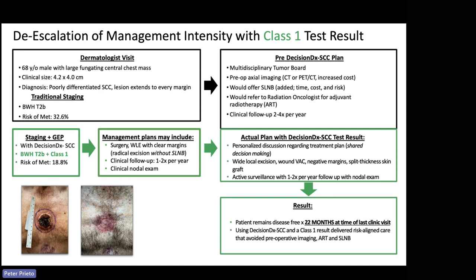And this allowed us to have, again, personalized discussion regarding treatment, shared decision-making. The patient underwent wide excision, wound vac, negative margin, split thickness skin graft, and active surveillance 1 to 2 times per year with nodal exam.